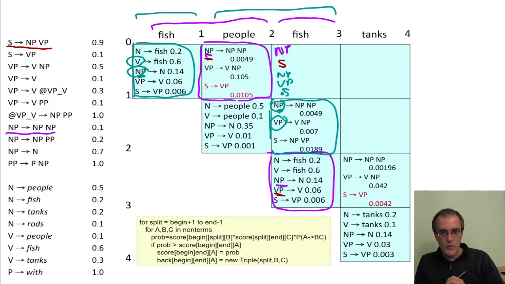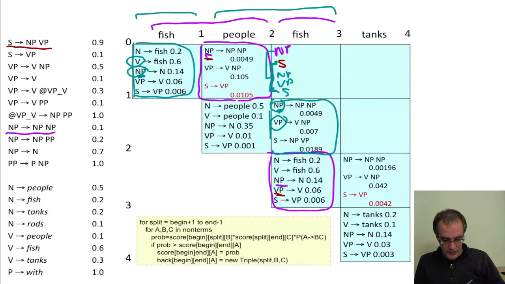And so then what we're going to want to do is say, okay, we can definitely build an NP over this span, but we want to find out which of these 2 is the highest probability way of making an NP and keep only that. And similarly, you're going to want to find out which of these 2 is the highest probability way of making an S and keep only that.